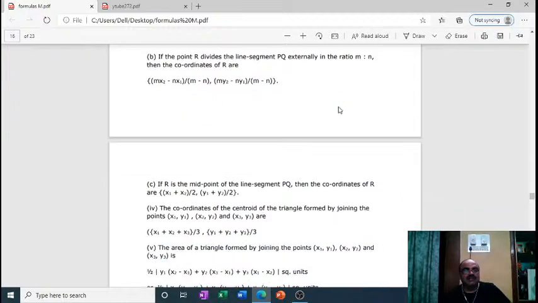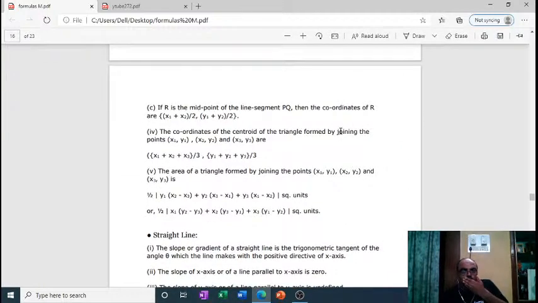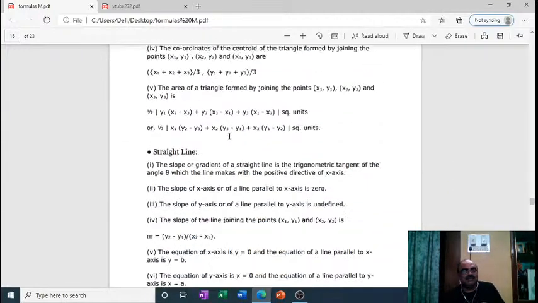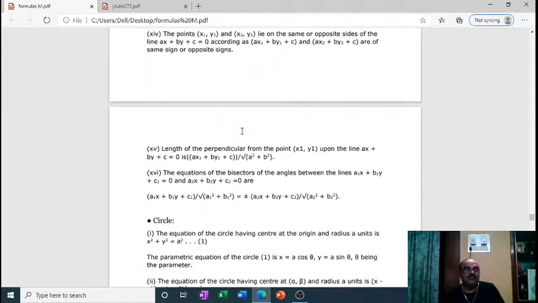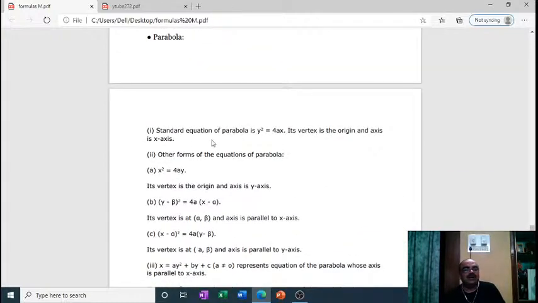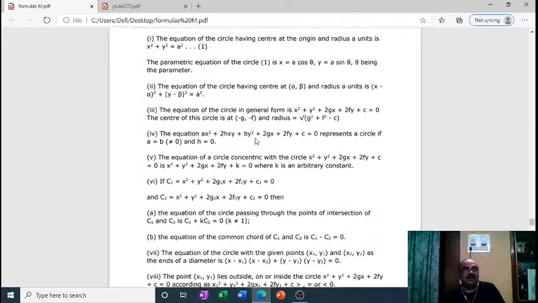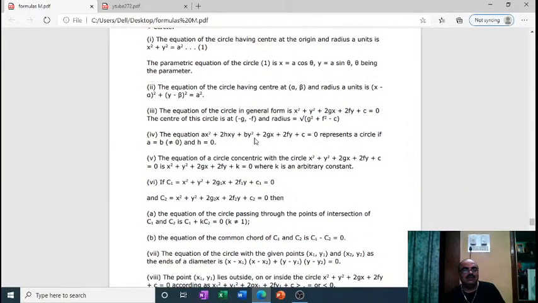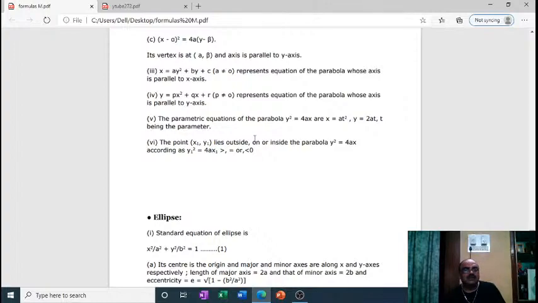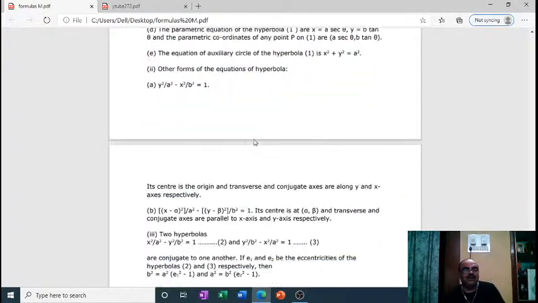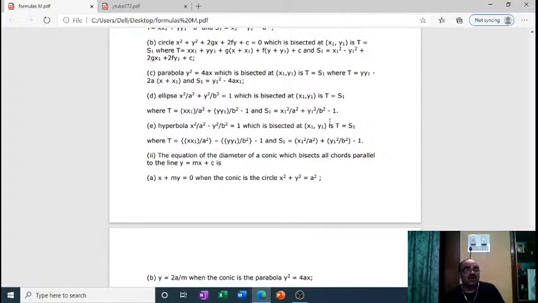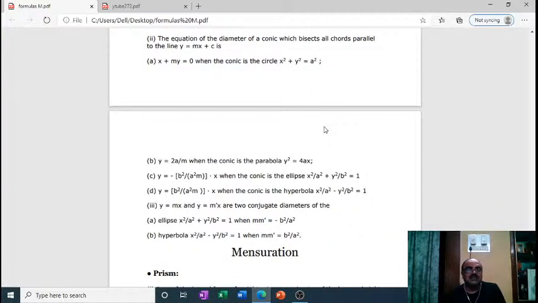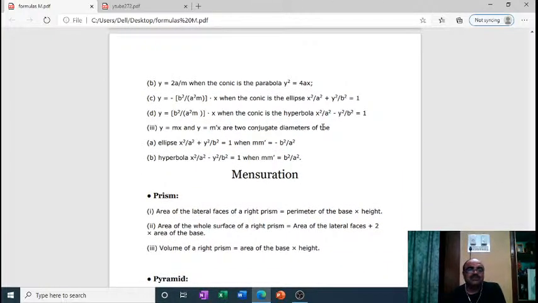Looking into the coordinate geometry, you will have 1-point form, 2-point form, midpoint form, section formula. All these we need to concentrate upon. Very important. Then coming into conics: circle, parabola, ellipse, hyperbola, then intersection of straight lines. Friends, all these sums that I am putting across are very, very important to you.